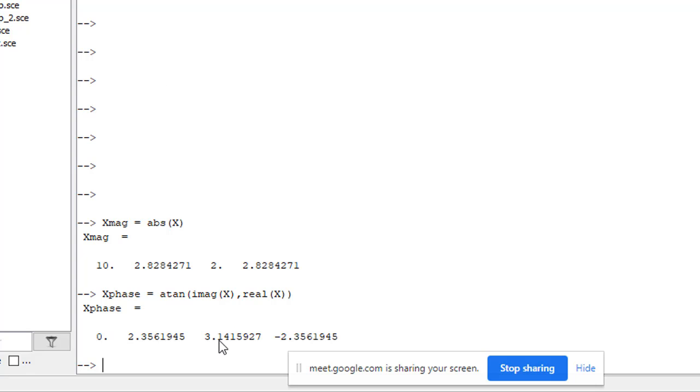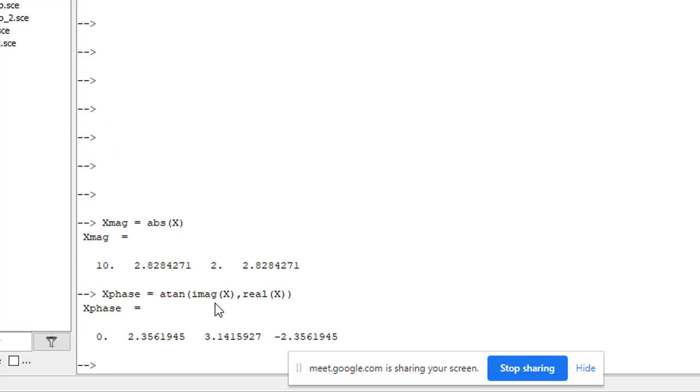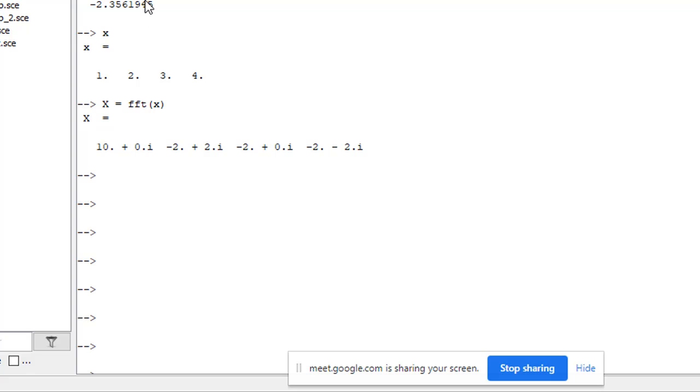Again, there is an ambiguity here. We had, where is it? I got minus pi here, but using the inbuilt function, I'm getting plus pi. So let it be like this. I'm trying to see what is the mistake here. But everything else is correct. Only the 0 I'm not getting like this, but these three are matching.